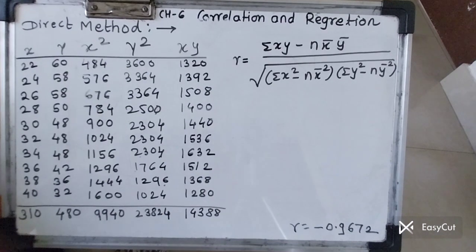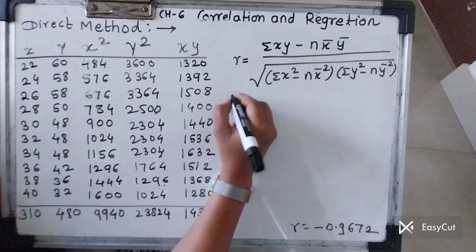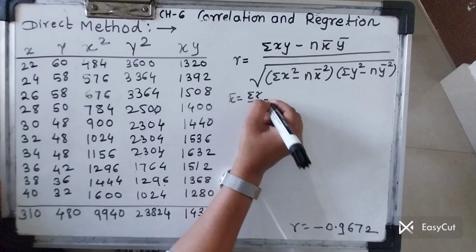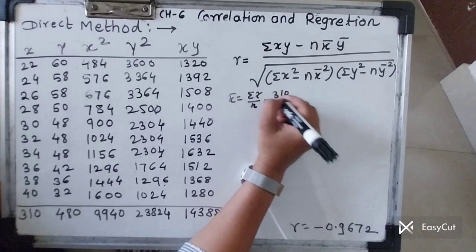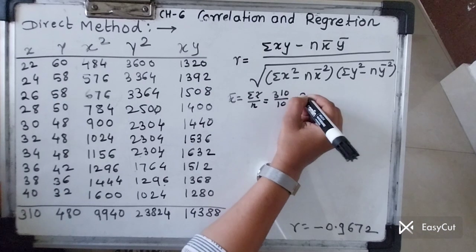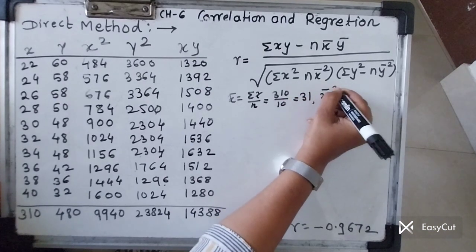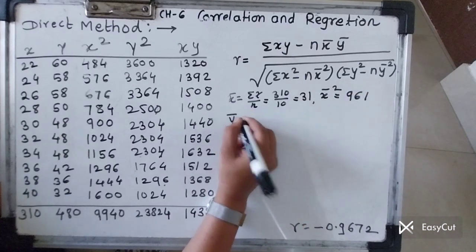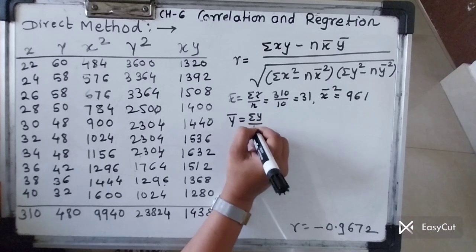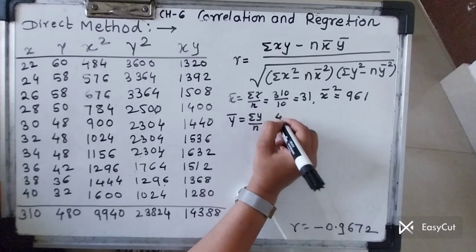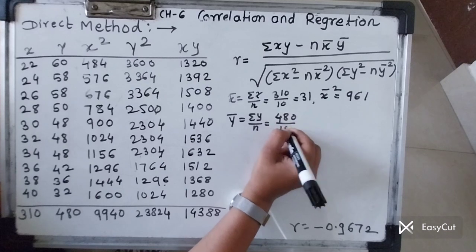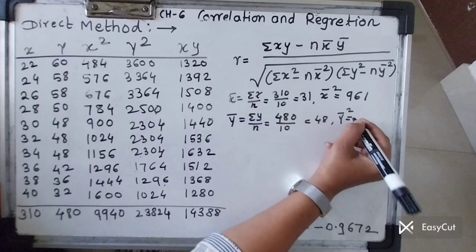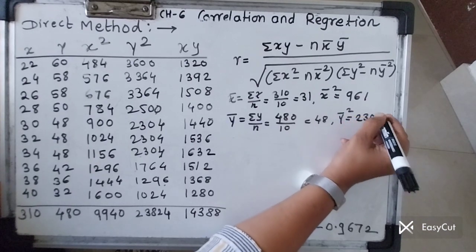Wait. In the formula we require x bar, y bar. Find out x bar. X bar is summation x upon n. Summation x is 310 upon 10. So it is 31. Okay, we require x bar square. So 31 square is 961. Again, find out y bar. Y bar is summation y upon n. Summation y is 480 upon 10. So it is 48. And we require the y bar square. So 48 square is 2304.